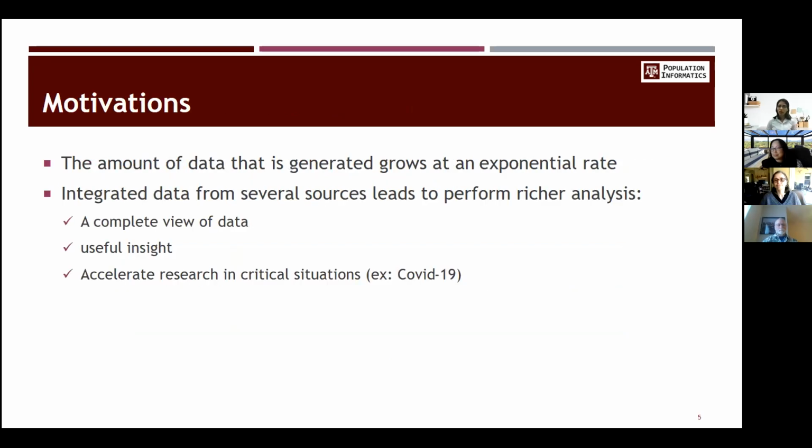The amount of data that is generated in the world grows at an exponential rate. And in that situation, it is very important to have integrated data, because integrated data gives us a more complete view of data, more useful insight, and it also can accelerate the research in critical situations. For example, with the COVID-19 situation, if we can integrate patient data from different hospitals or medical centers, we can get richer analysis in less time.